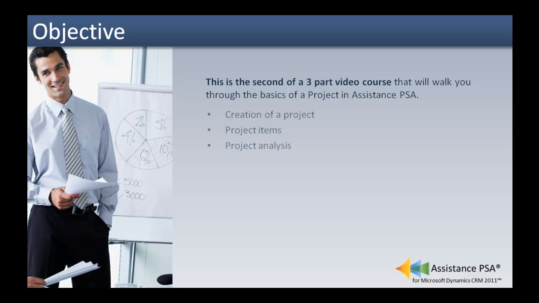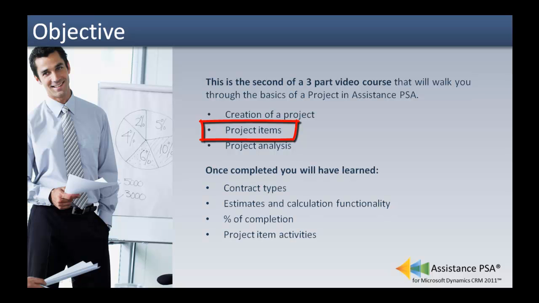This is the second of a three-part video course that will walk you through the basics of a project in Assistance PSA. This tutorial will focus on the project items. Once completed, you will have learned the different contract types of your project items, how to create estimates using the calculation functionality, how to update your project item's percentage of completion, and how to create your project milestones via activities.